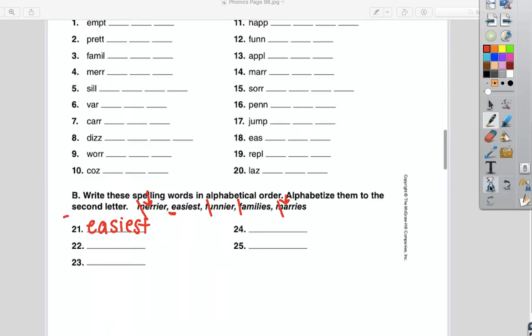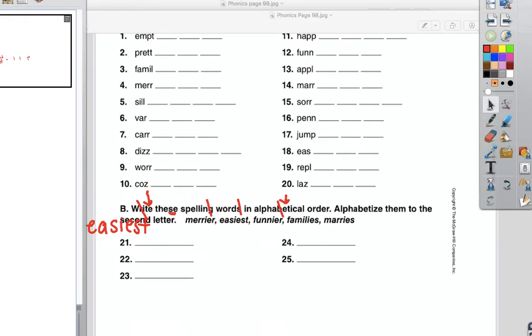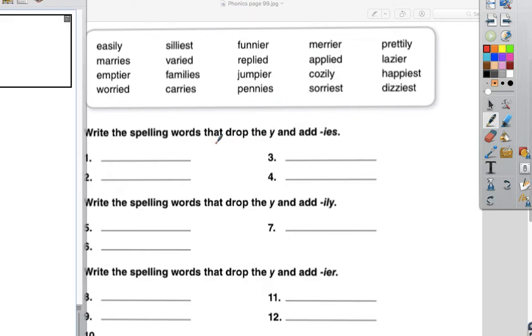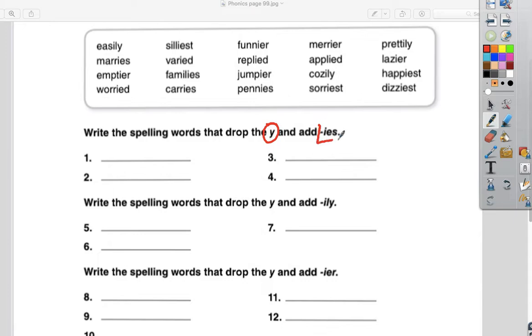Alright, I want to move on to the next page. So let's close this one out. And this is a page that you're going to have to do on Tuesday. So another page that's really easy. You're going to write the words that drop the Y and add an IES at the end. Okay, so if you look at the list, you just need to look for IES. So, marries. The original word is marry because they dropped the Y and they turned it into marries.